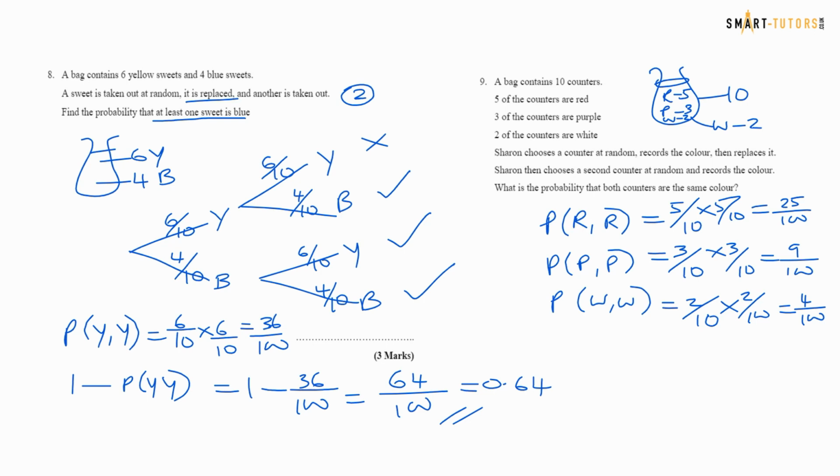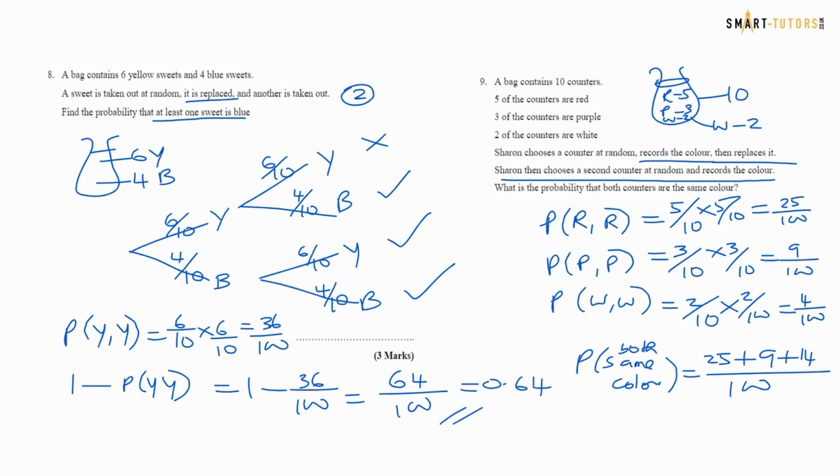Sharon chose a counter at random, then records the color, then she replaced it. Sharon then chooses a second counter at random and records the color. What is the probability that both counters are the same color? So we already did that one. So same color, you need the probability of both the same color. So I'm going to add this one, 25 plus 9 plus 14 over 100. So 25, 30, 34, 38, 48 over 100. That is the answer for question number 9.